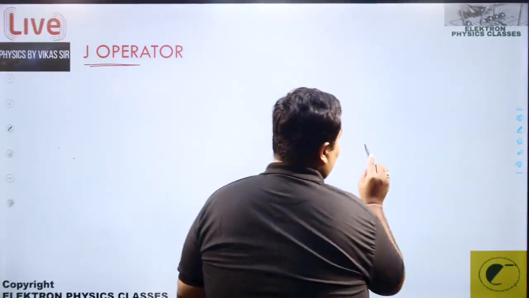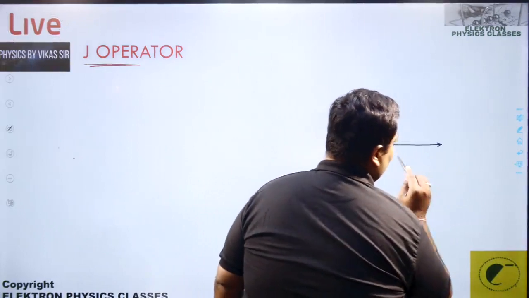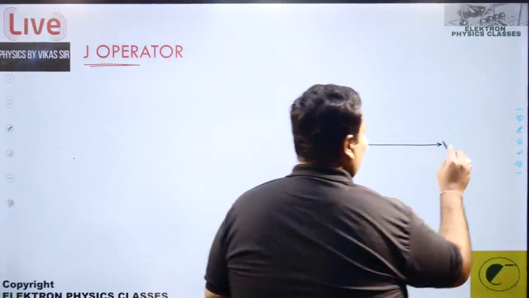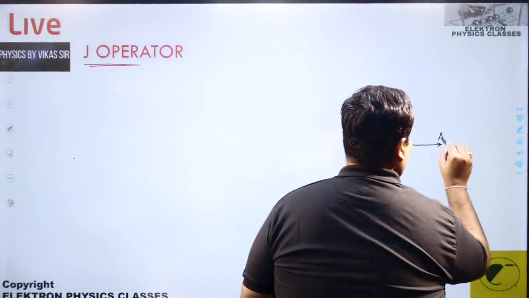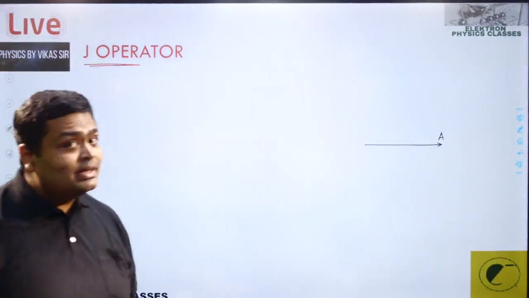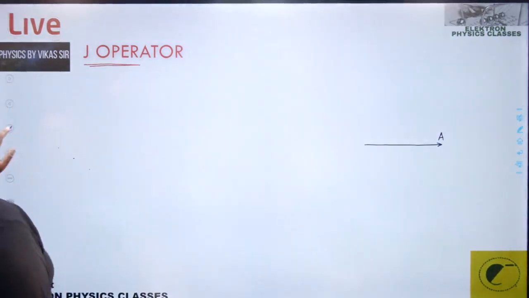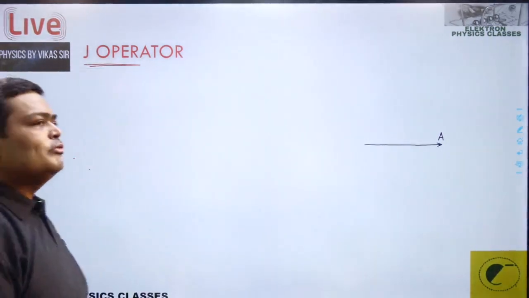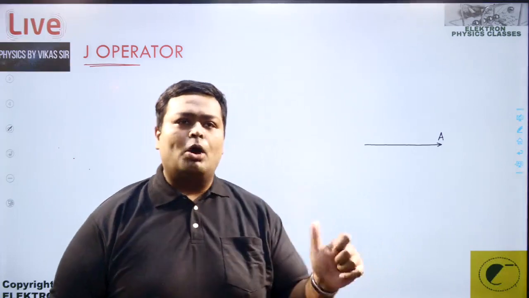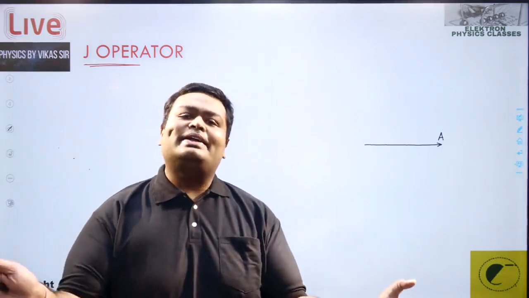Now see, suppose you have a phasor over here. Let's say the phasor is denoted as A. You say, sir, is it a vector or a phasor? I said phasor. And then you want this phasor to rotate. Why do you want the phasor to rotate? Because phasors are basically rotating vectors. So you want to rotate this by how much? You are only allowed by 90.